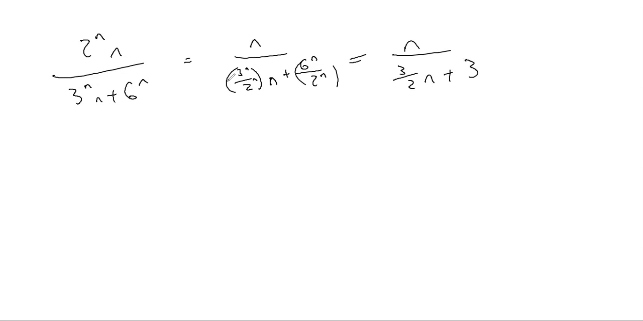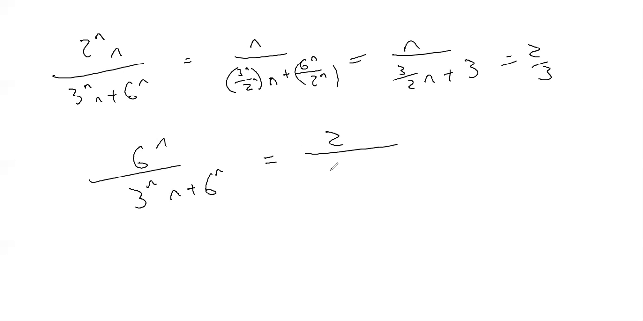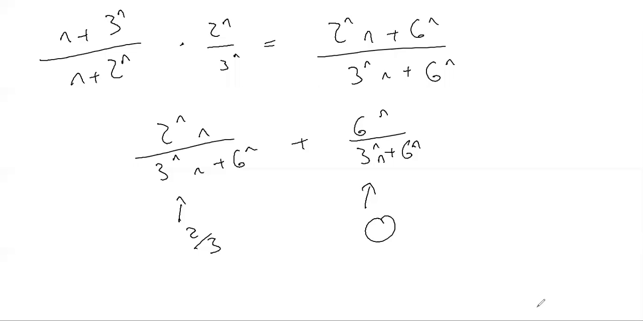Okay, so now I have this. This should be the same as this. What's the limit of this? Limit of that is 2/3. Okay. And what about the other piece? The other piece was 6 to the n over 3 to the n times n plus 6 to the n. Let's divide out a 3 to the n from both top and bottom. I would get 2n plus 2. Okay. Limit of this is 0. Okay. So the limit of our an over bn is equal to 2/3.